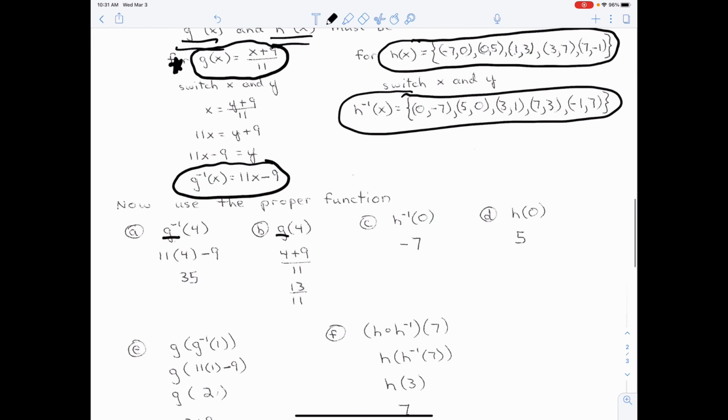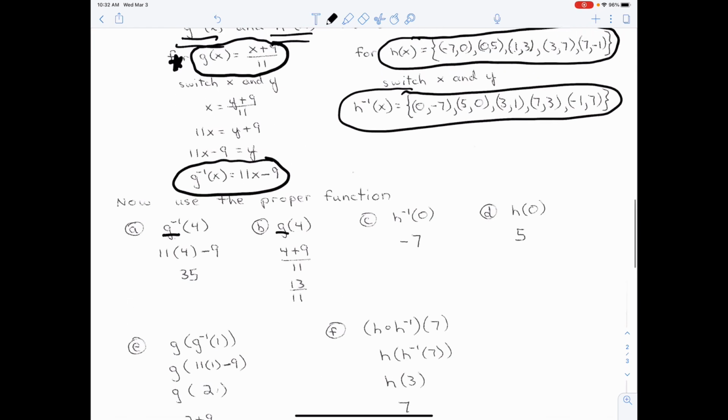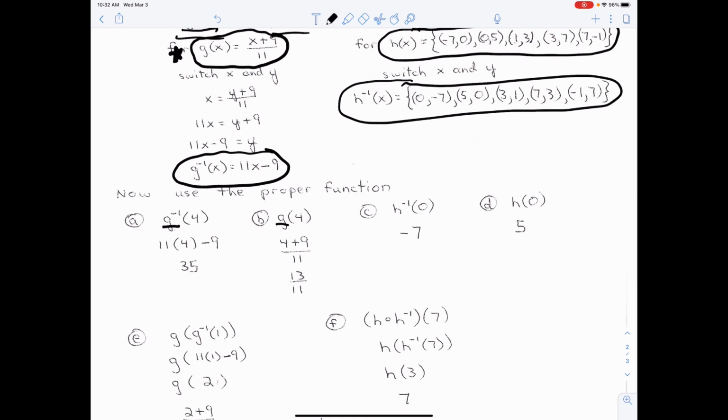Okay, for the h of h to the negative 1 of 7, okay? First of all, we do what's in the parentheses first. And notice I'm rewriting this one, so I'm using the other notation. Why? Because you're going to have to get used to it. So basically what we're doing is this. We're using the h to the negative 1 first, so we're using this one first. And there's a point that's got an x-coordinate of 7, and its y-coordinate is 3.